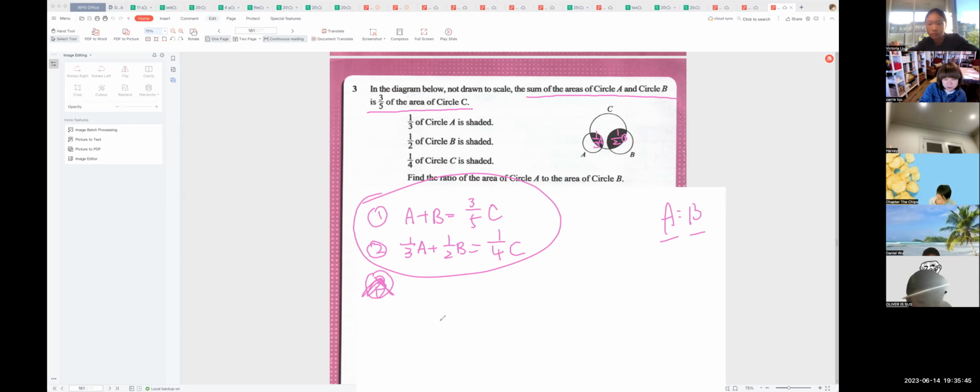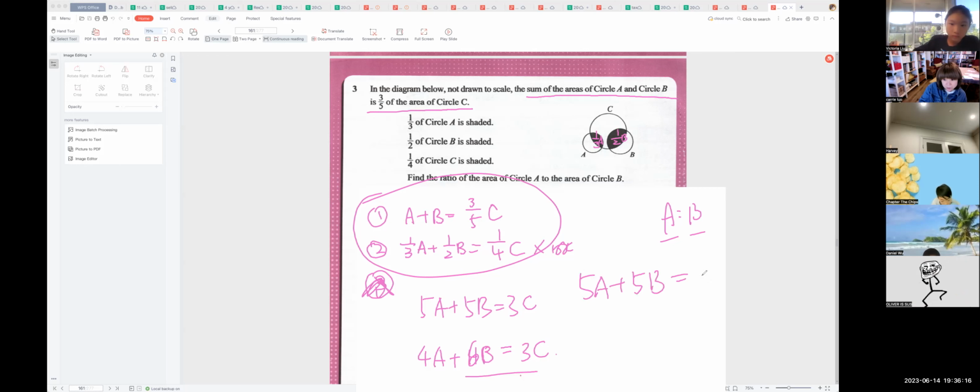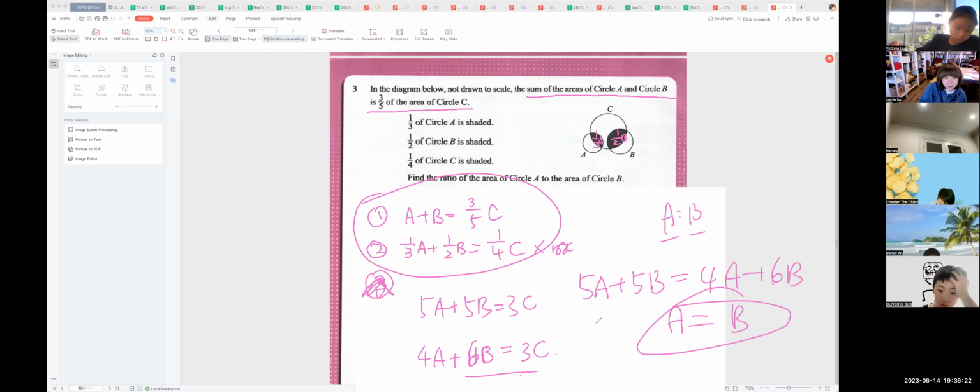So we have what? Both left side and right side, both of them having this 3C. So 5A plus 5B equals 4A plus 6B, correct, everybody? So A equals B. So A to B equals 1 to 1. So A and B actually equals to each other. I know, looks like not, right? But the thing is saying, 他说 not drawn to scale.